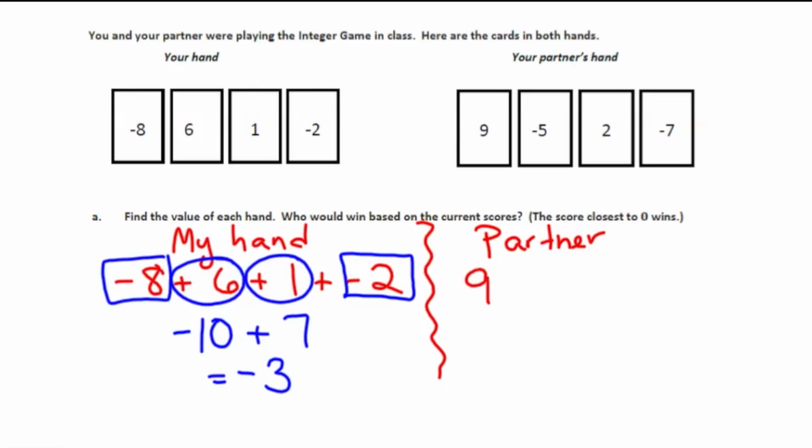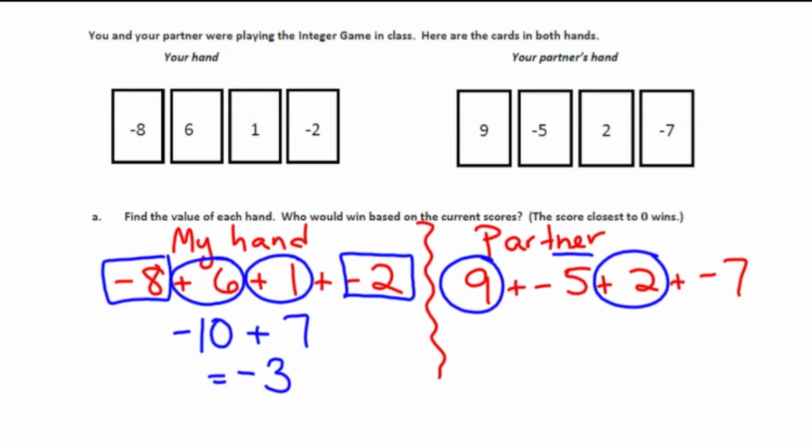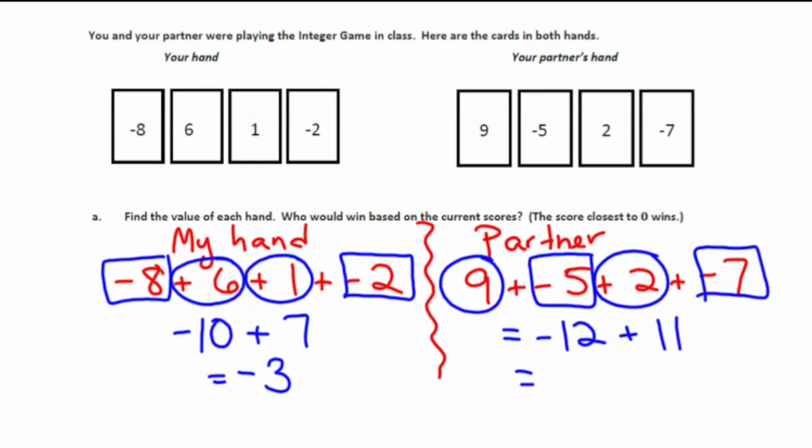Now let's do the same thing for my partner. I have to add the numbers 9, -5, 2, and -7. Again, I will add the positive numbers together, and then I will add the negative numbers together. So the value of my partner's negative cards would be -12, which is -5 and -7, and the positive ones are +11. So overall, the value of my partner's hand is -1.